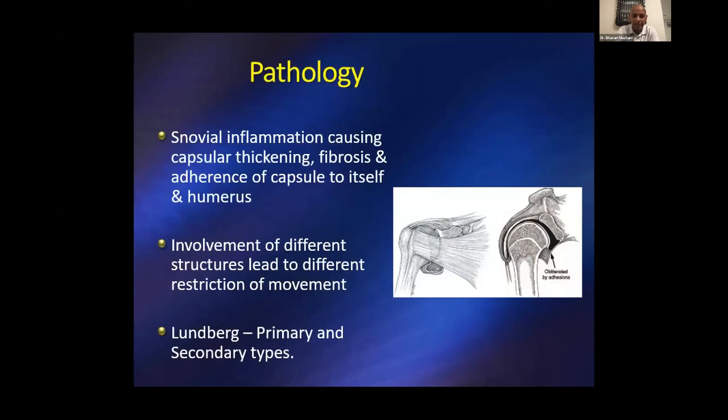Pathology, it's basically a synovial inflammation causing capsular thickening, fibrosis, adherence of the capsule to itself and to the humerus. Involvement of different structures leads to different restriction of movement. And Lundberg was the gentleman who first studied it as primary and secondary.